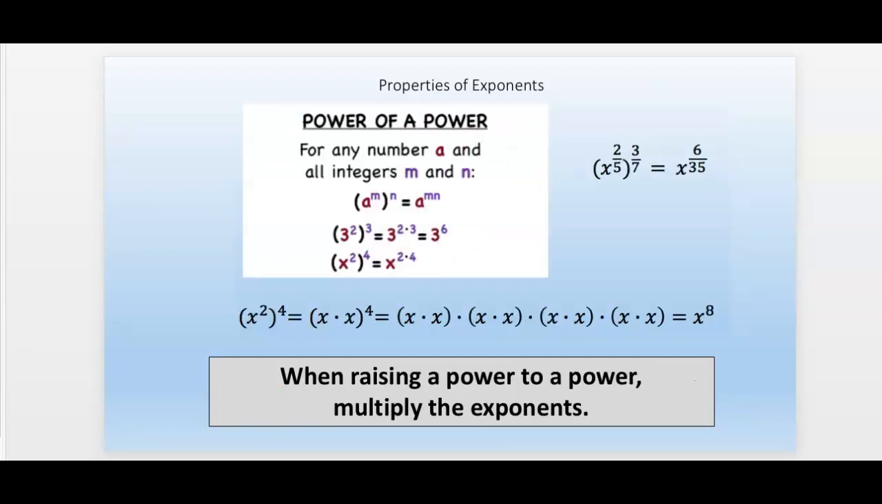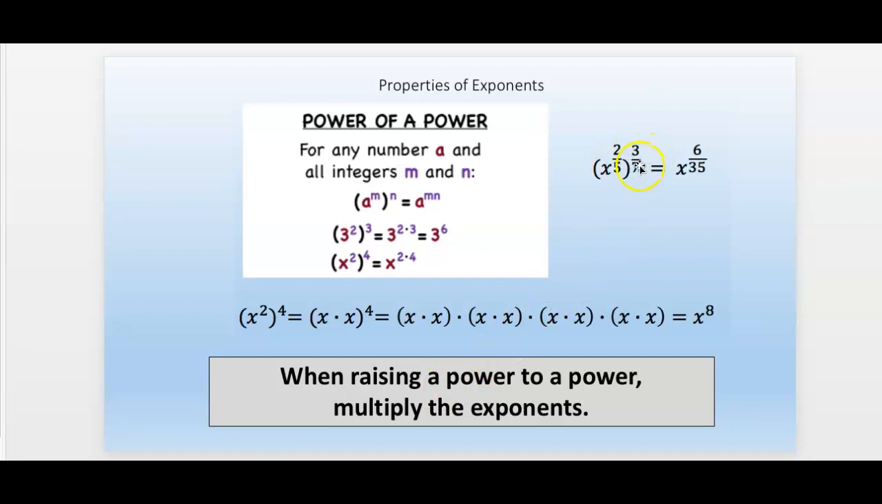And the second rule is a power of a power. Again, of course, you'll have the same base. It's just one base. You're taking a power and raising it all to another power. When you do that, you multiply the exponents together. Again, you keep the base, whatever it is, and multiply the two exponents together. Each of these examples does that. This shows you down here why it works, why when you raise a power to a power, you multiply the exponents.